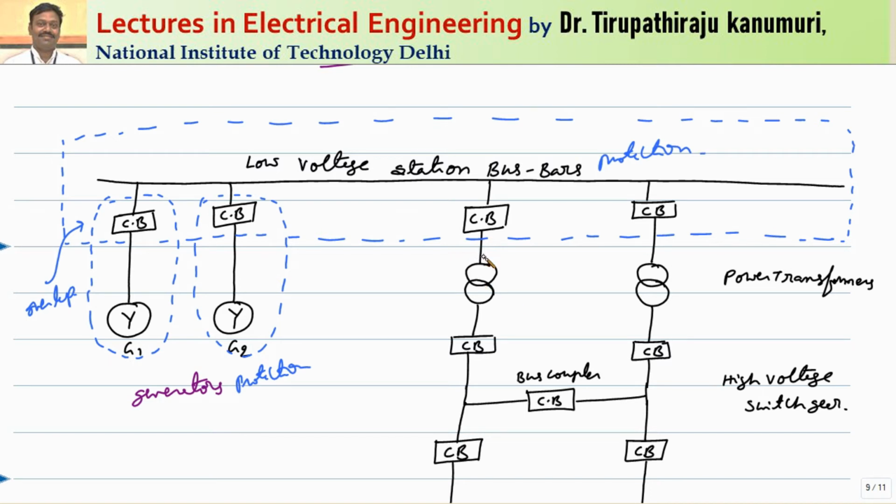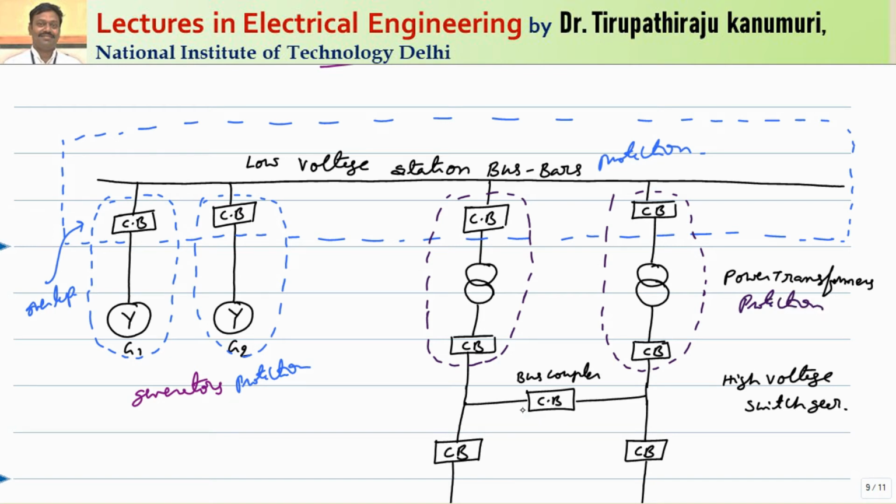Again, now coming to the transformer, the transformer also needs protection. So let me represent it with a different color. So this one also will be protected. This power transformer will be protected in a separate zone. So this is one protection zone. This is also another protection zone. Whenever a fault happens in this transformer, only that particular zone circuit breaker should operate. So this is called power transformer protection. So this is one zone.